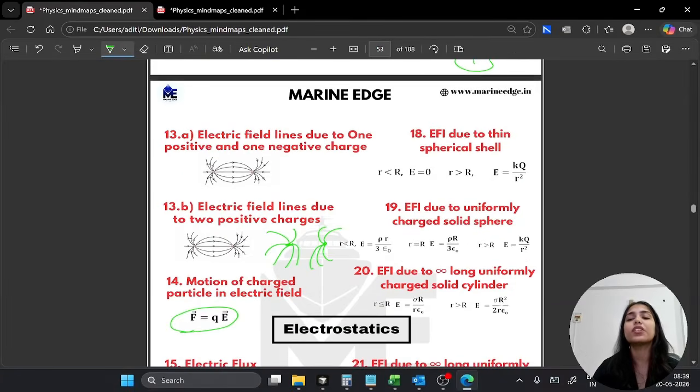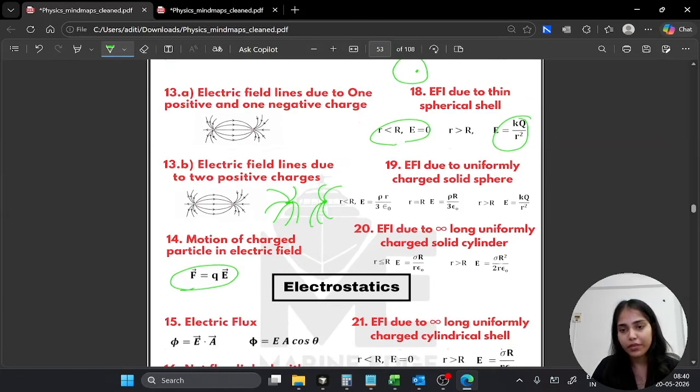Electric field due to a thin spherical shell. If you have a thin spherical shell that is charged, the electric field outside is kq upon r square. If you are inside the shell, there will be no electric field inside it. Now, if you have a solid sphere, and you go outside the radius, this being the radius of the sphere, for a point outside it is kq upon r square. If you go inside it, the formula is rho r upon 3 epsilon naught. Why rho r? If you calculate it here, the enclosed charge covers only this range, just because of that.